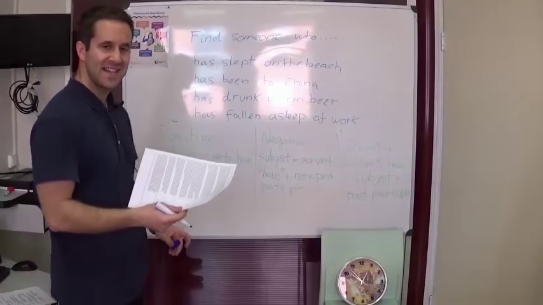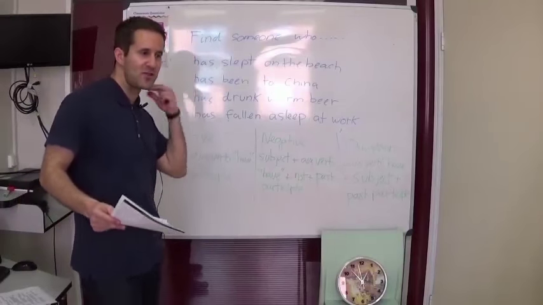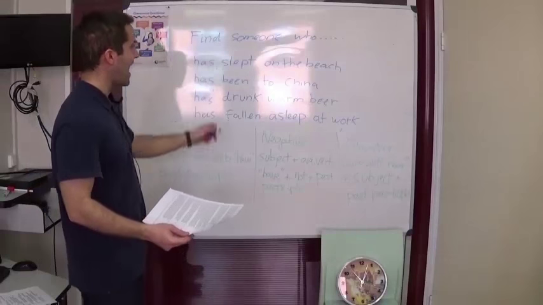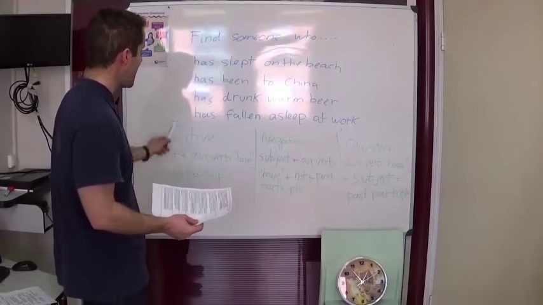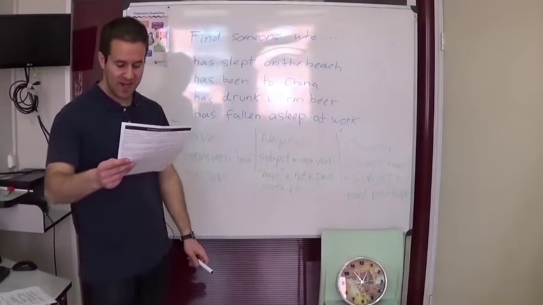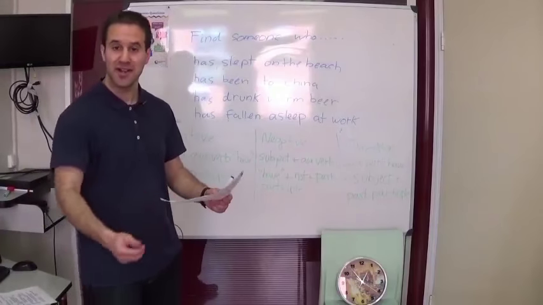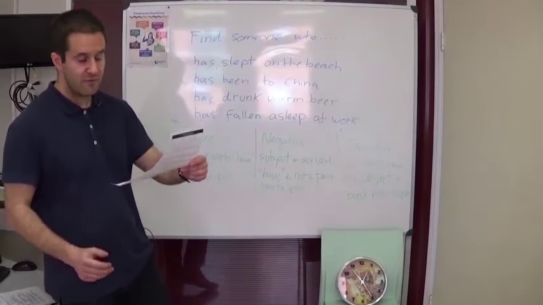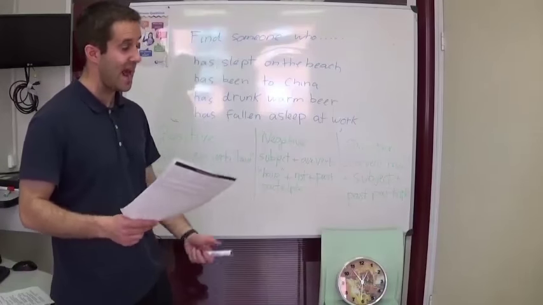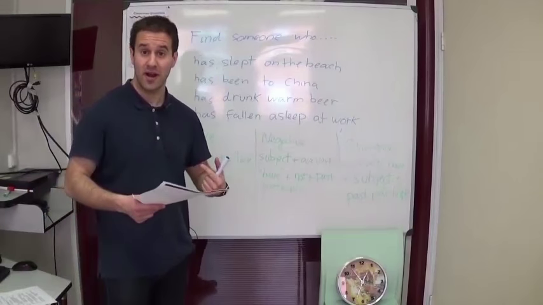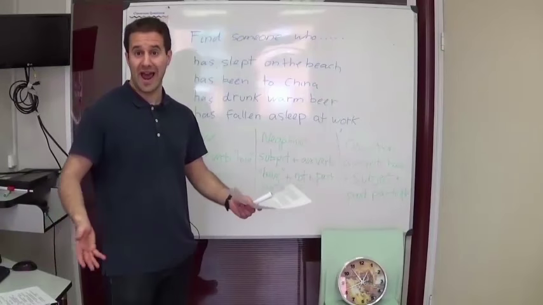Okay, so this activity we're going to do now is called Find Someone Who. In this activity, you're going to have to try to find someone who has slept on the beach, someone who has been to China, someone who has drunk warm beer, and someone who has fallen asleep at work. To do this, you're going to ask your classmates questions using the present perfect simple. For example, I can ask student one, have you ever been to China? And now student one answers and he says, yes, I have been to China, or no, I haven't been to China, or no, I have not been to China.